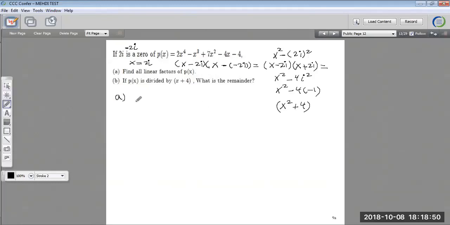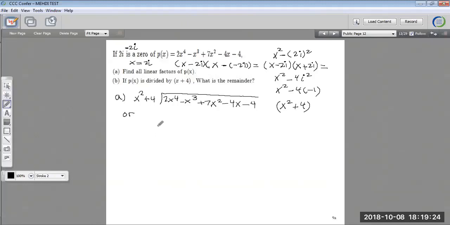You can divide by x squared plus 4 using long division into my polynomial, which is 2x to the power of 4 minus x to the power of 3 plus 7x to the power of 2 minus 4x minus 4, or you could use synthetic division.